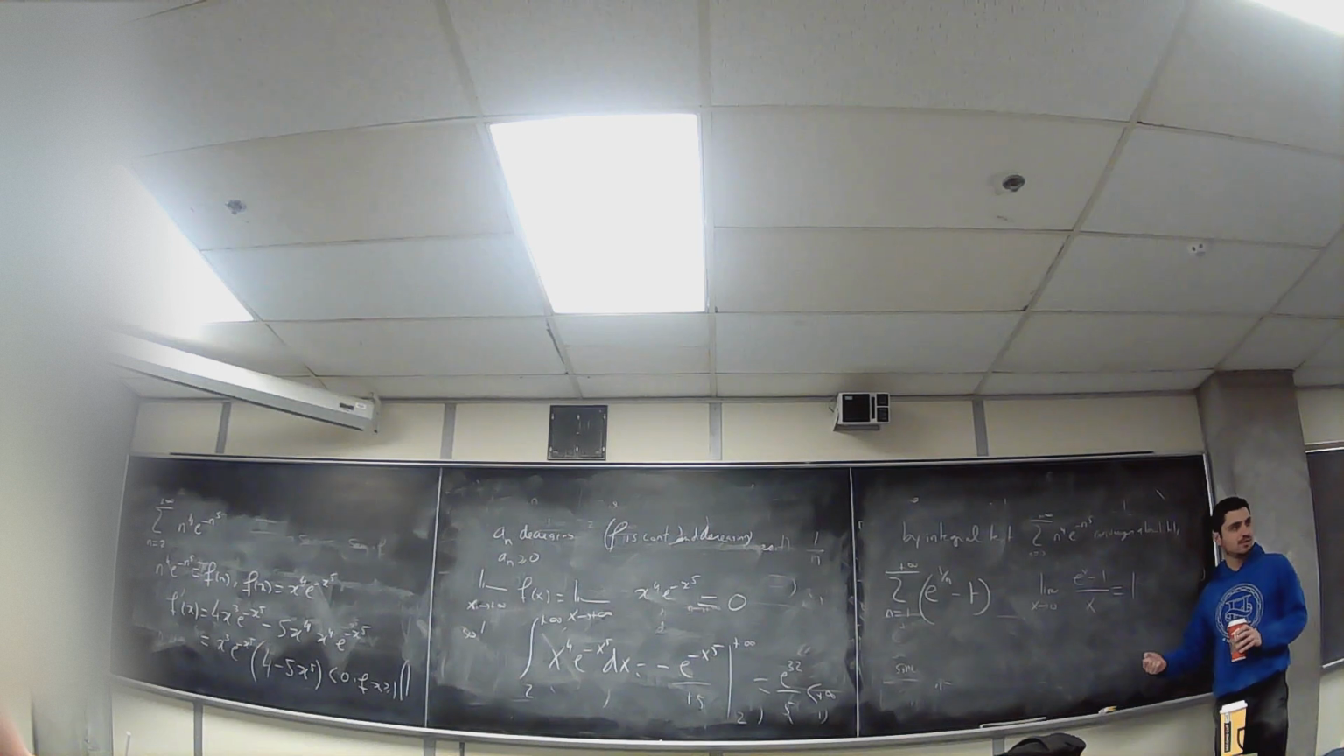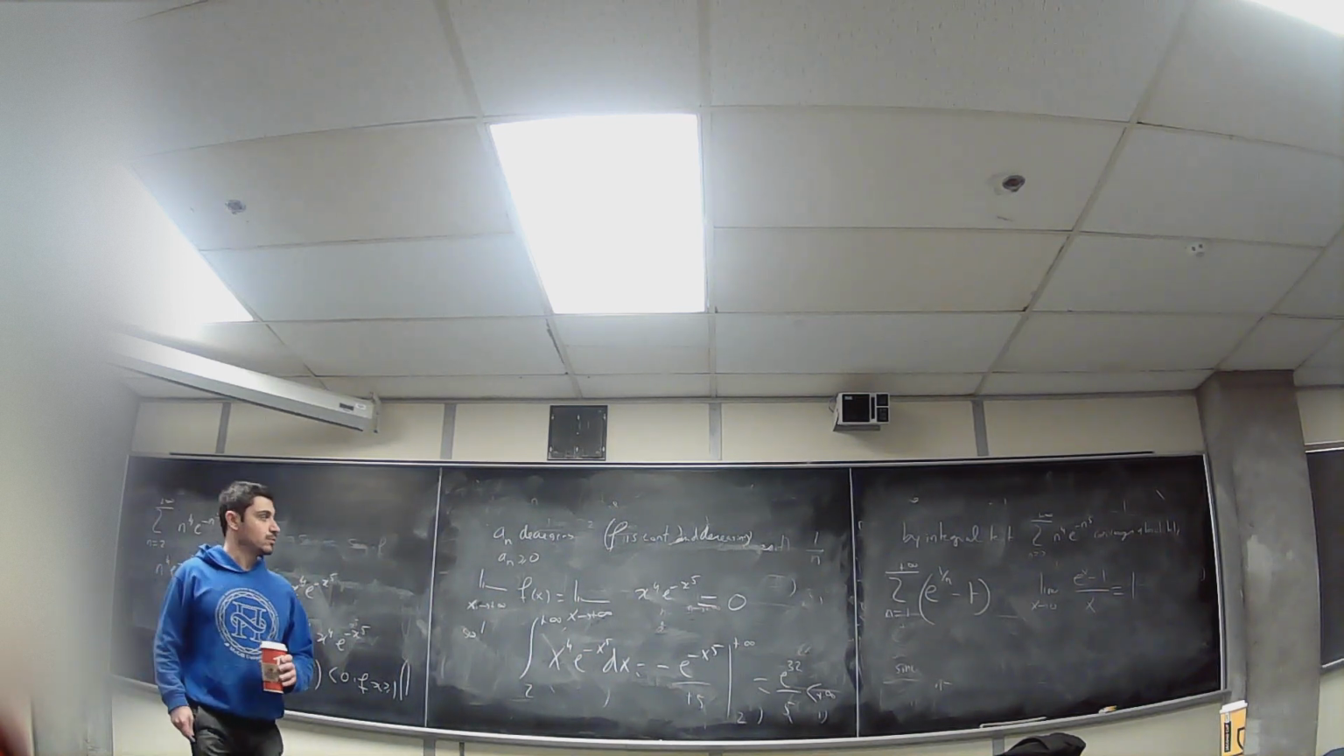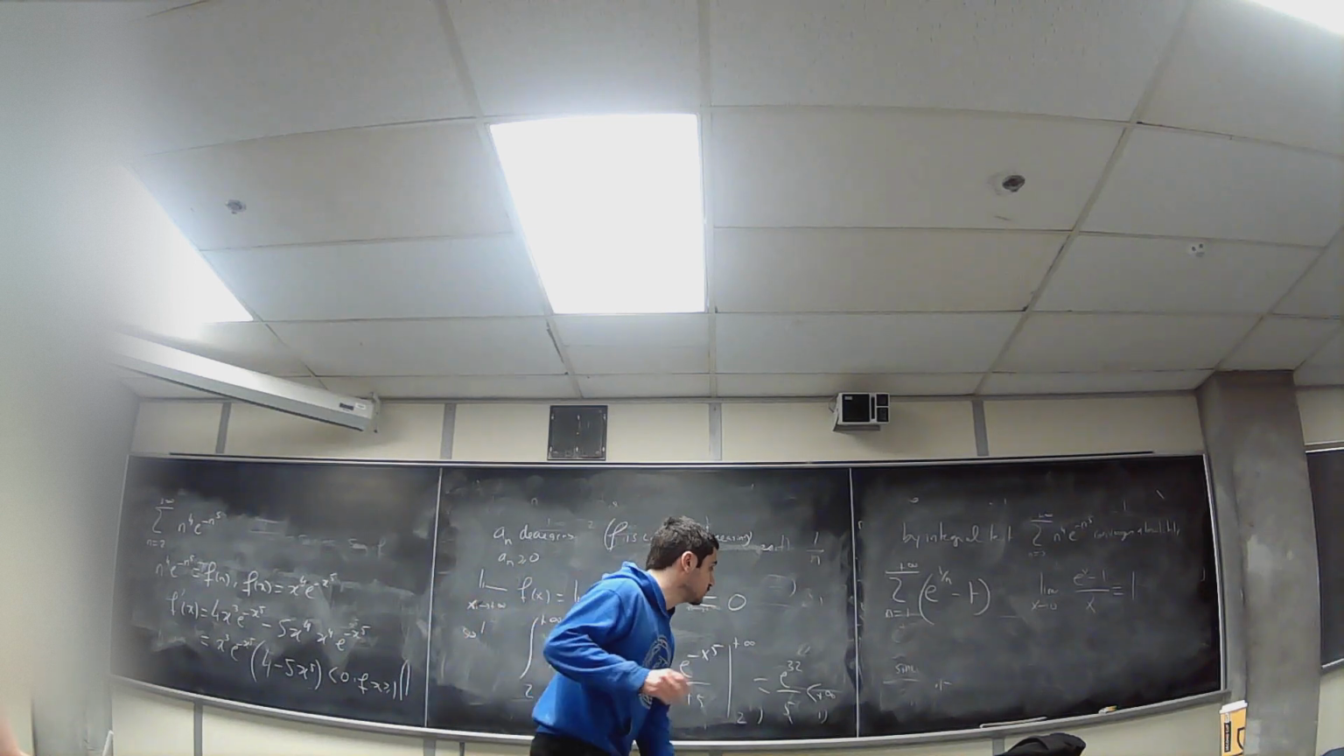E to the 1 over n. If I let my x be 1 over n, and n goes to infinity, where does 1 over n go to? 0, right? So what should I compare this with? 1 over n. You see that? If I compare this with 1 over n, then e to the 1 over n minus 1 is bigger or equal to 0.